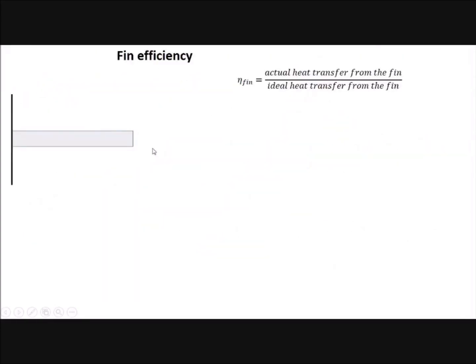And now comes the efficiency of the fin. The fin efficiency is calculated as the actual heat transfer rate from the fin to the ideal heat transfer rate from the fin. What do we mean by ideal fin? Ideal fin means that K tends to infinity. This material is not possible to use with an infinite value for K, but you can use higher values for K. You compare the actual with K infinity, or resistance R_cd tends to 0.